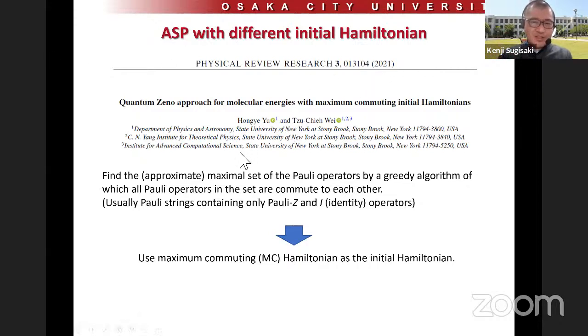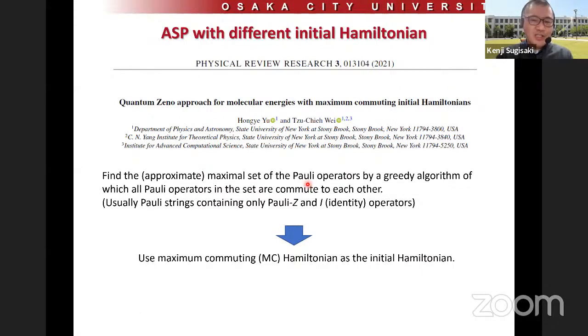So in this paper, they propose to use the maximum commuting set initial Hamiltonian as the initial Hamiltonian of the adiabatic state preparation. First, we have to find the approximate maximum commuting set of the Pauli operators. Pauli operators can be obtained by applying a fermion-qubit transformation to the second quantized Hamiltonian, such as the Jordan-Wigner, Bravyi-Kitaev, or parity basis.